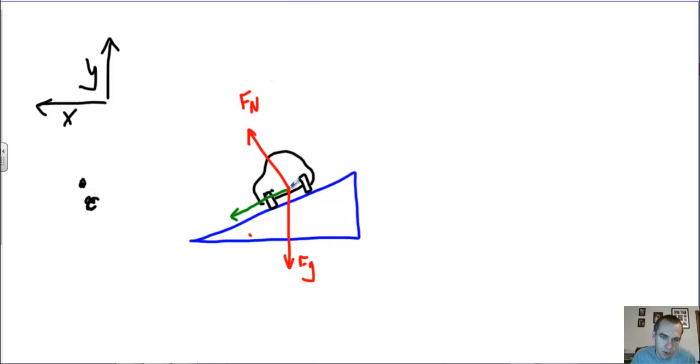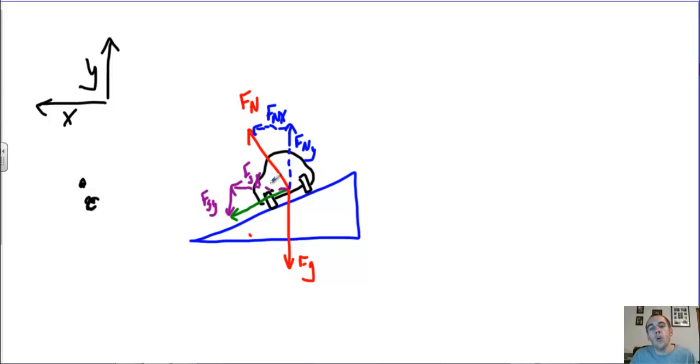I'm going to have to find components of the normal force, which is going to have an x and a y component. So this is Fnx, and this is Fny. I'm also going to have to find components of friction, because friction will also have components that act in x and in y. So here's Fsx, for static friction, and Fsy.